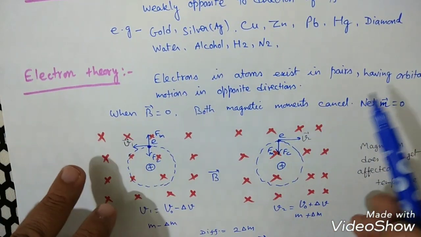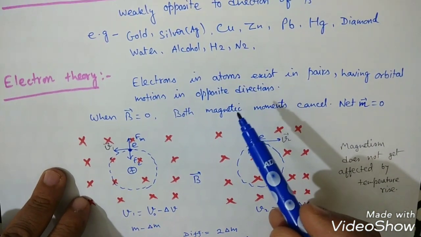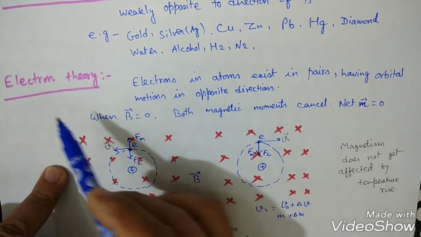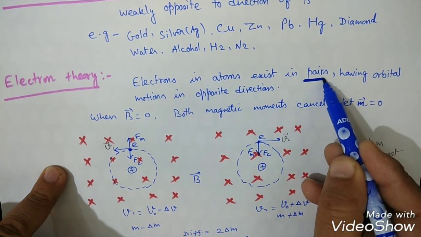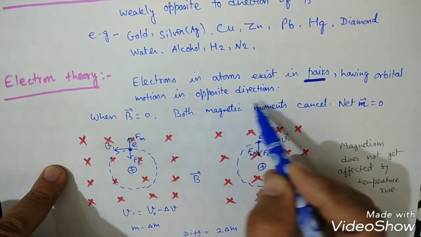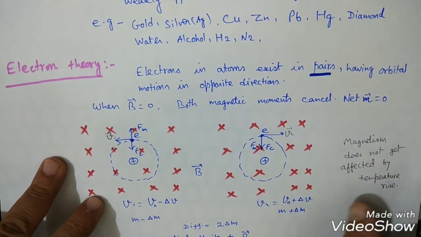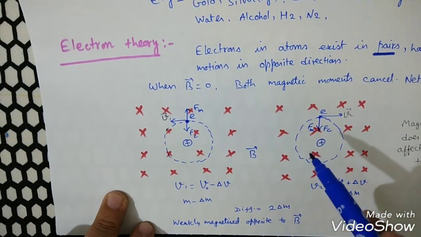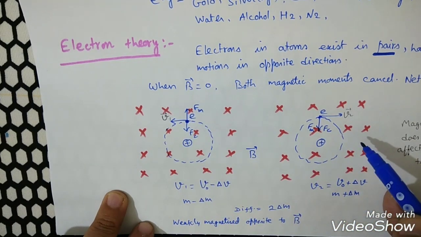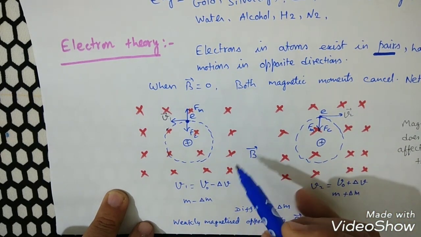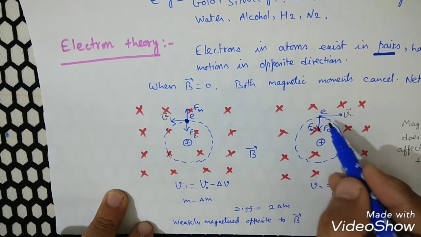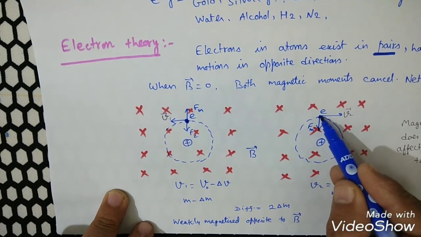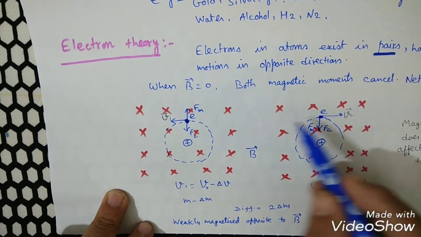On the basis of electron theory, let us understand diamagnetism. Electrons in diamagnetic materials exist only in pairs, always in pairs, having orbital motions in opposite directions. We will take an example. When the external field is acting on the plane of this paper and directed vertically inwards, one electron is moving in the anti-clockwise direction, and in the other diagram the electron is moving in the clockwise direction. What happens?